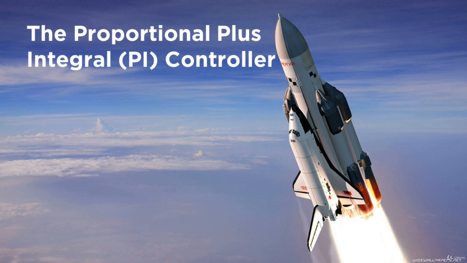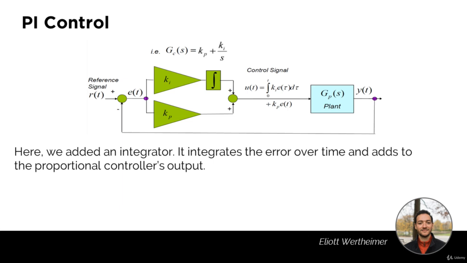Well, we add an integral term to the proportional controller. It then becomes a PI controller, or proportional plus integral controller. Let's now have a look at what a PI controller is through a block diagram. So first we start as usual with our reference signal R(t). From R(t) we subtract Y(t), which is the output of the system, and this gives us the error E(t).